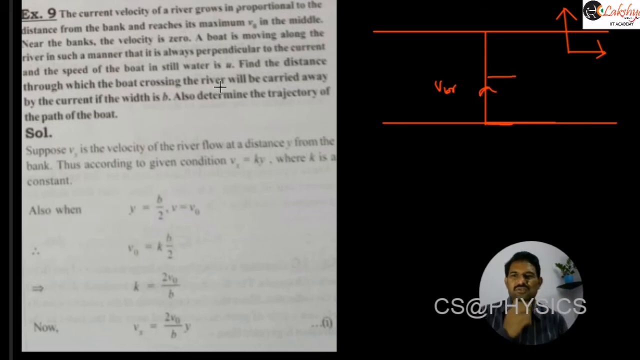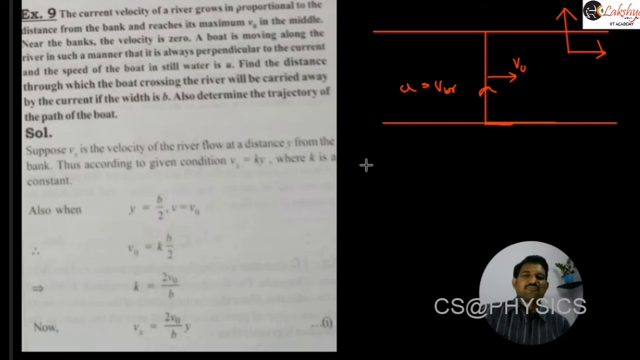So that value is mentioned here. Let us say the speed of the boat in still water is u. So this value is taken as u here, the velocity of the boat with respect to the water. And in the middle the river velocity reaches the maximum value of V0. So that is the given information here.